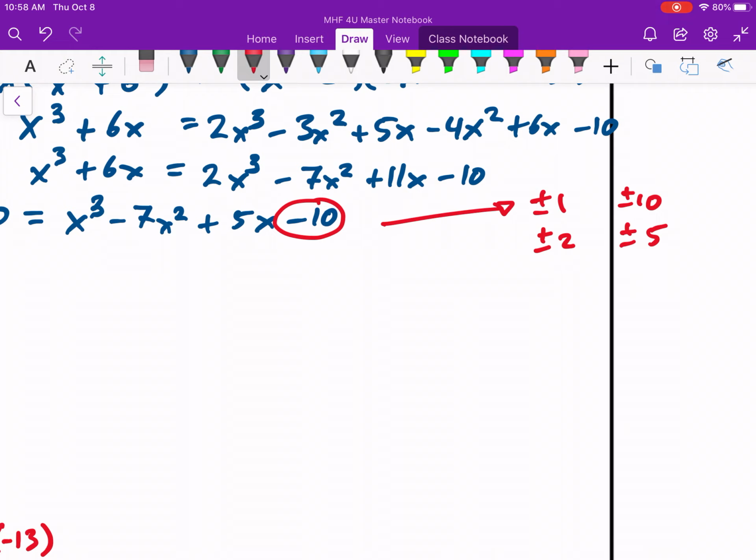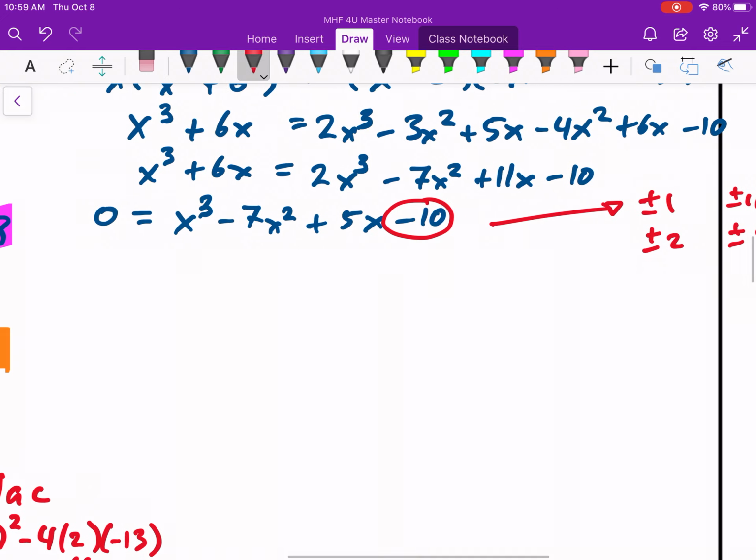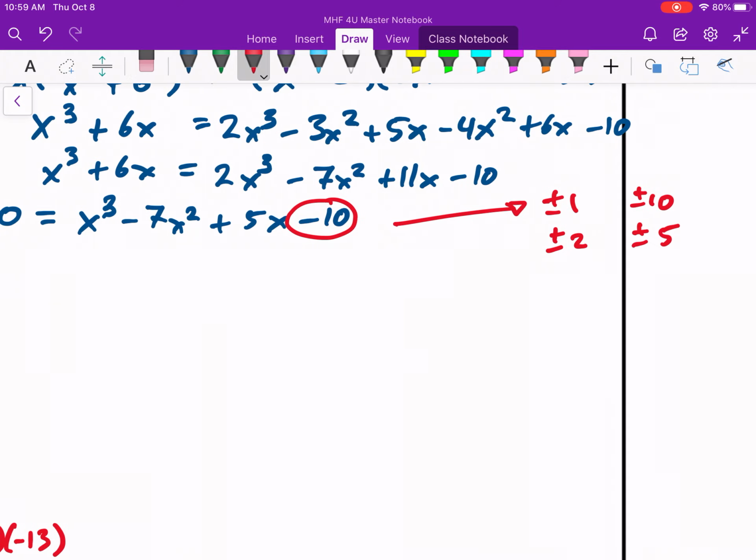If you tried plugging plus or minus 1, plus or minus 2, plus or minus 5, plus or minus 10 into this equation, not one of them works. In other words, you won't get 0 on any of them. None of those values are factors.